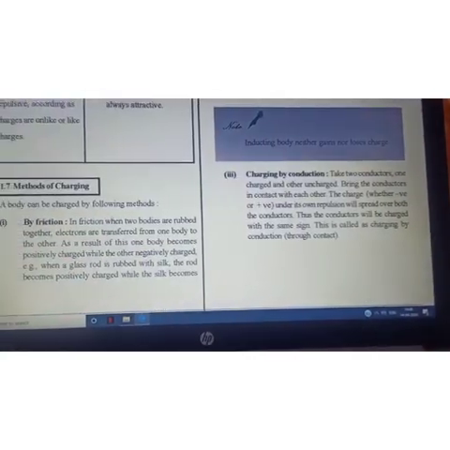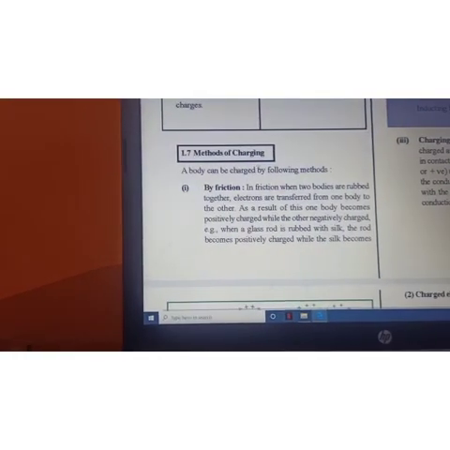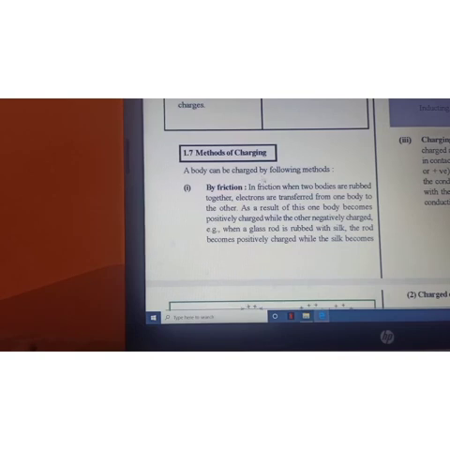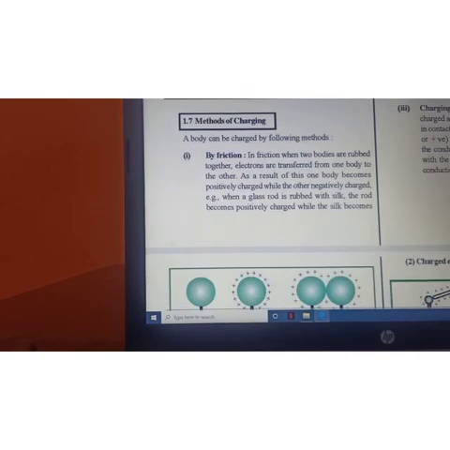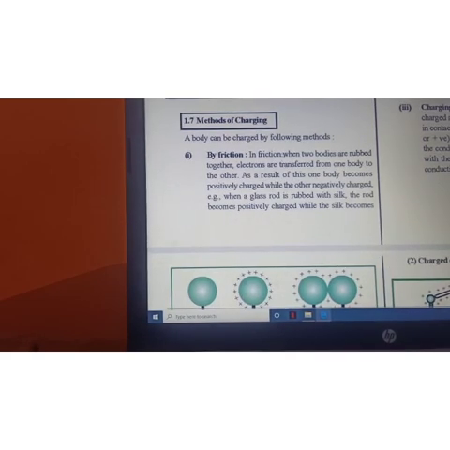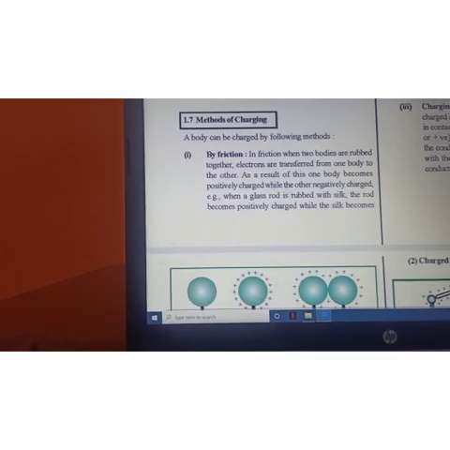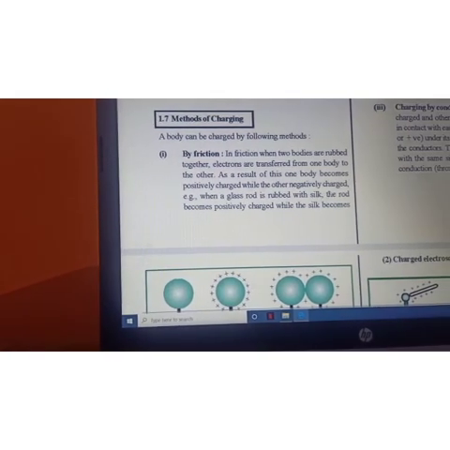The next one is the methods of charging a body. A body can be charged by the following methods. The first is frictional electricity, so by friction we can charge a body. In friction, when two bodies are rubbed together, electrons are transferred from one body to another, as a result of which one body becomes positively charged while the other is negatively charged.